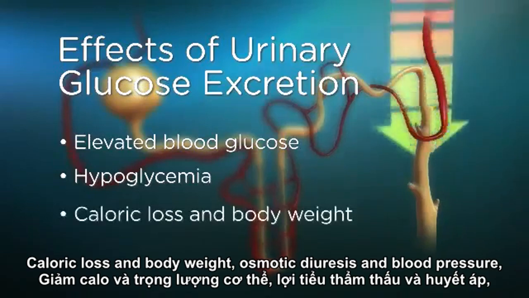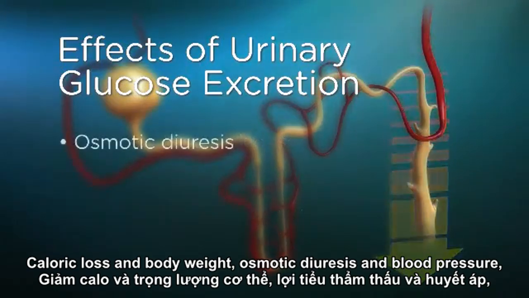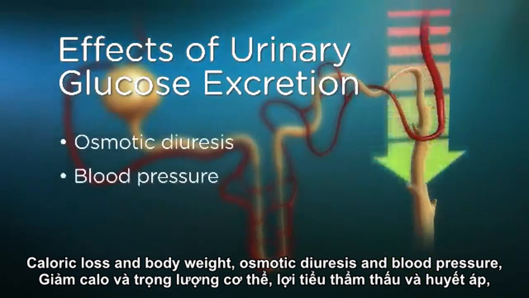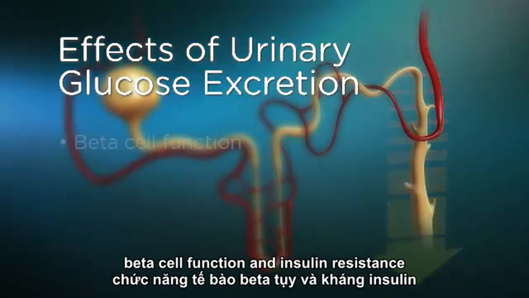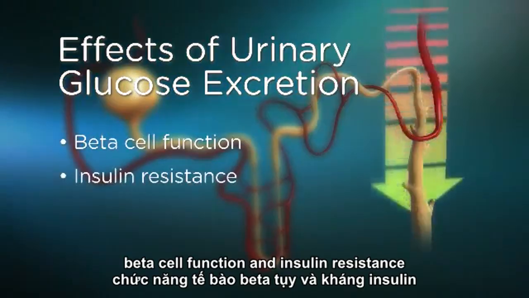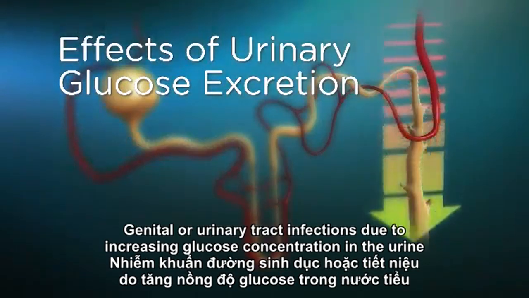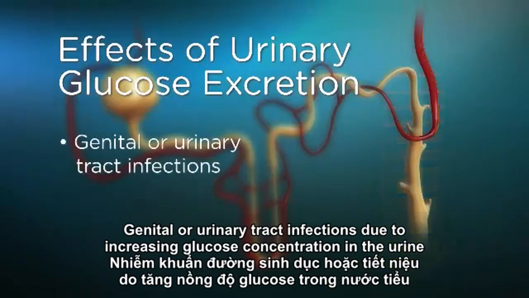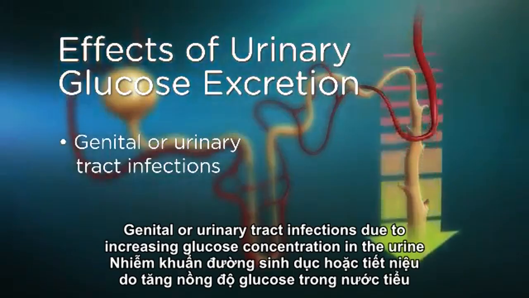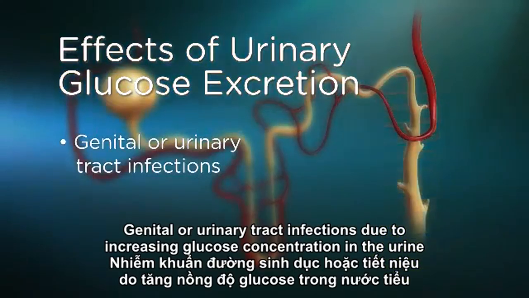Caloric loss and body weight. Osmotic diuresis and blood pressure. Beta cell function and insulin resistance because of glucose being targeted directly. Genital or urinary tract infections due to increasing glucose concentration in the urine.